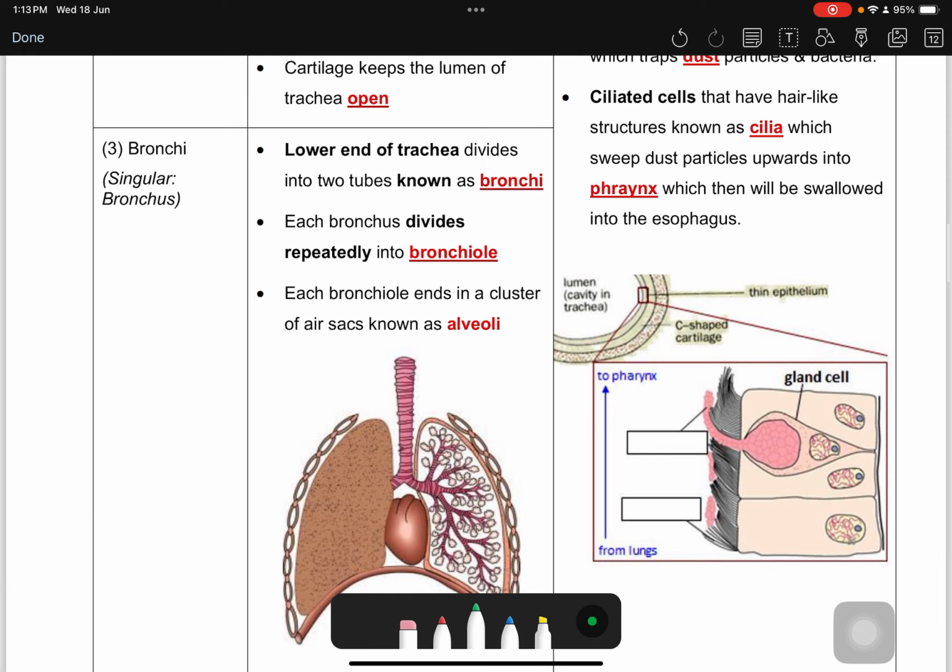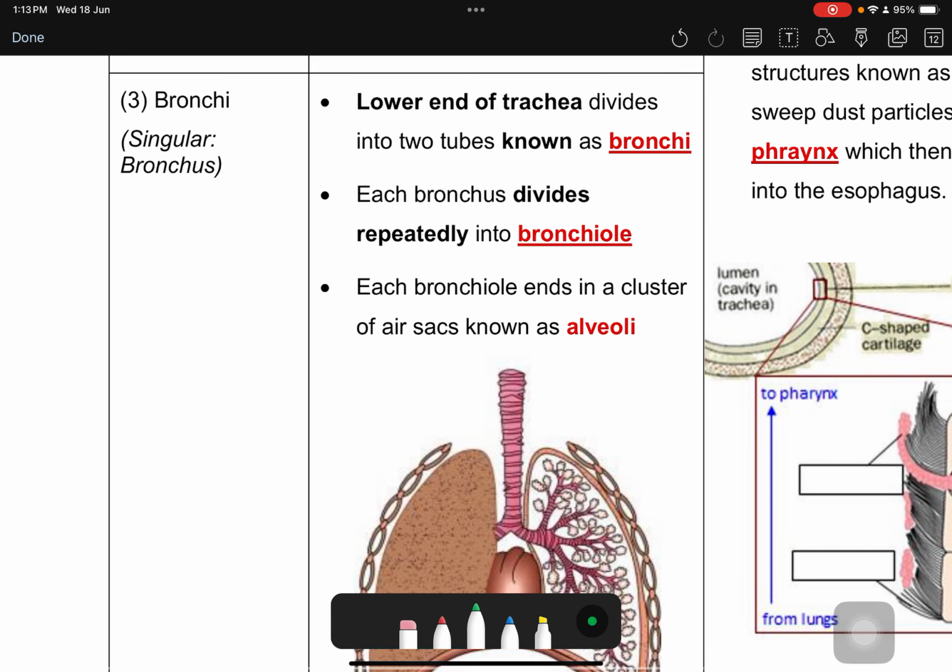All right, and then the trachea will divide further into two tubes known as the bronchi over here, which I have circled in green. And then each of the bronchi divides repeatedly into smaller branches known as the bronchioles, which I have circled in red. And then it will end in a cluster of air sacs, which I have circled over here in green.